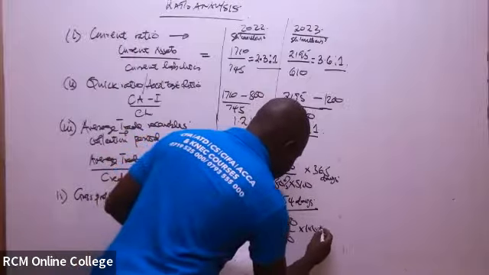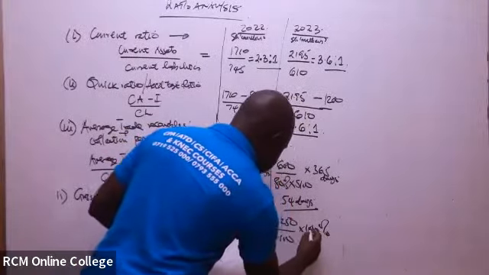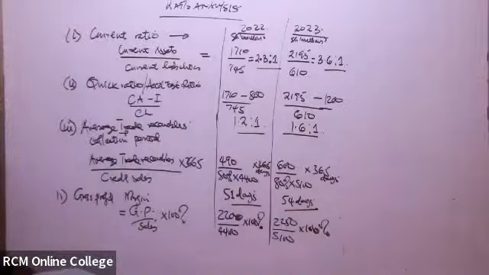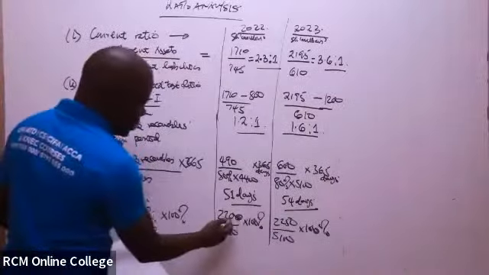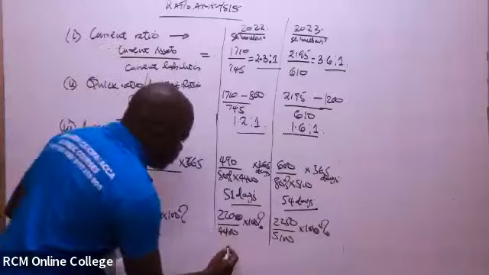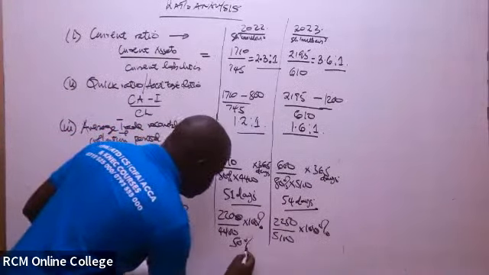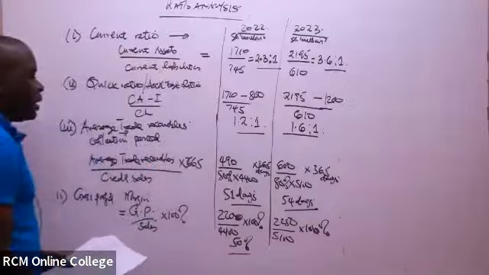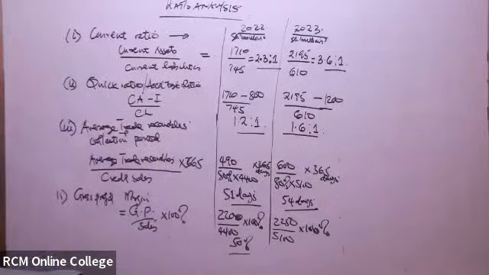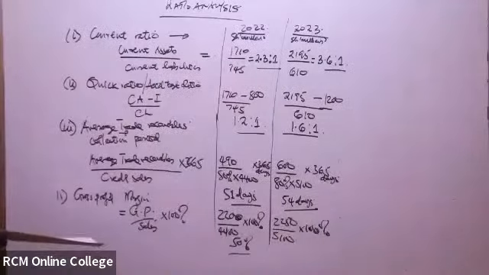Then you multiply by 100%. So that is 50. This one is 50. This one is 50. I think it is 50%. Then the other one is 40 something? Around 40 something.